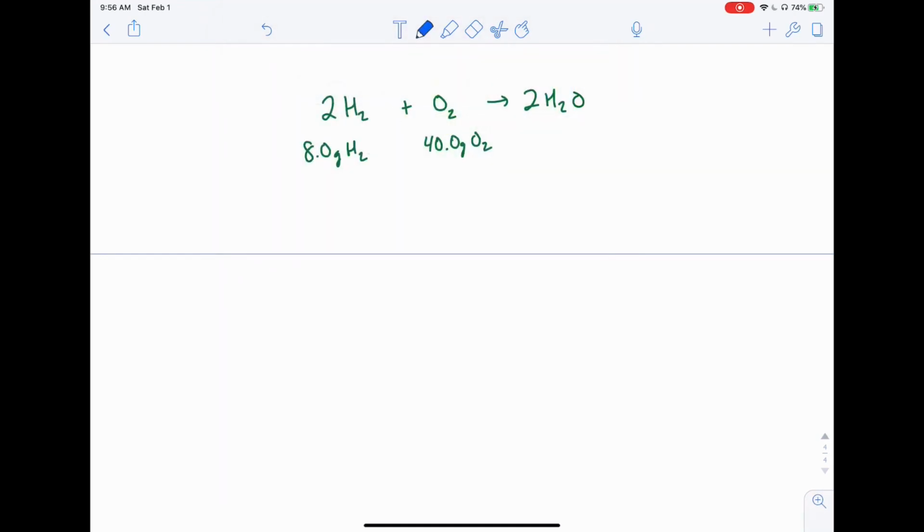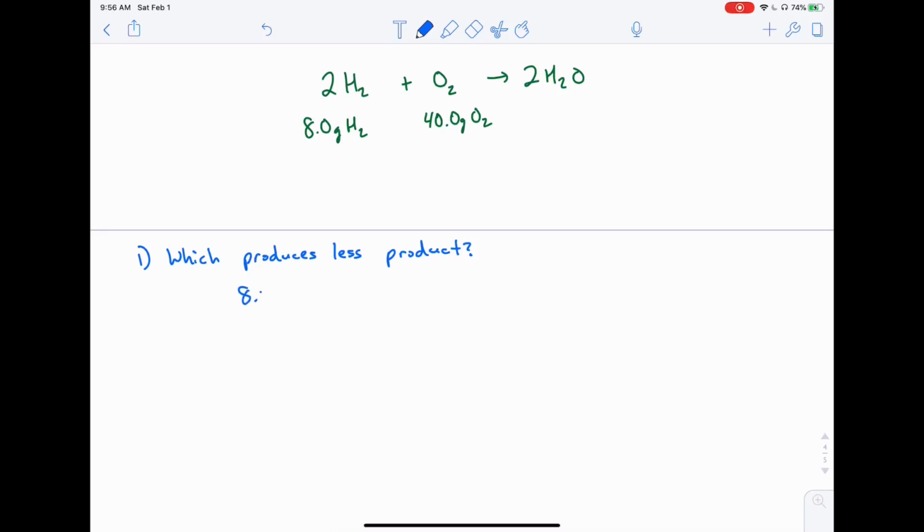You could ask yourself, which produces less product? In this case, you would take each reactant and, assuming the other one was in excess, calculate how much product you could make from that. So that's one way to tackle it. We'll do the factor label method for one, and the proportion method for the other.